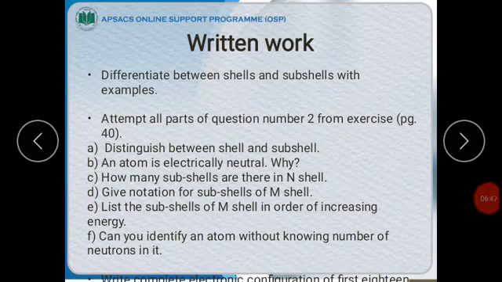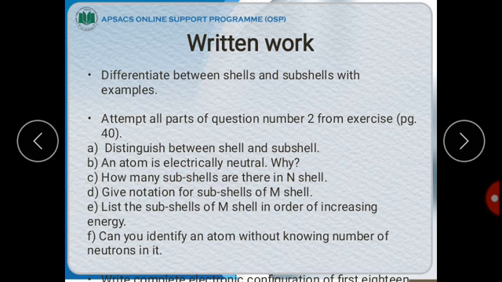My dear students, this is the written work for this week assignment. Differentiate between shells and subshells with examples. I hope it is not difficult for you. Attempt all parts of question number 2 from exercise page 40 of your book. These are the questions. Distinguish between shell and subshell. An atom is electrically neutral. Why?